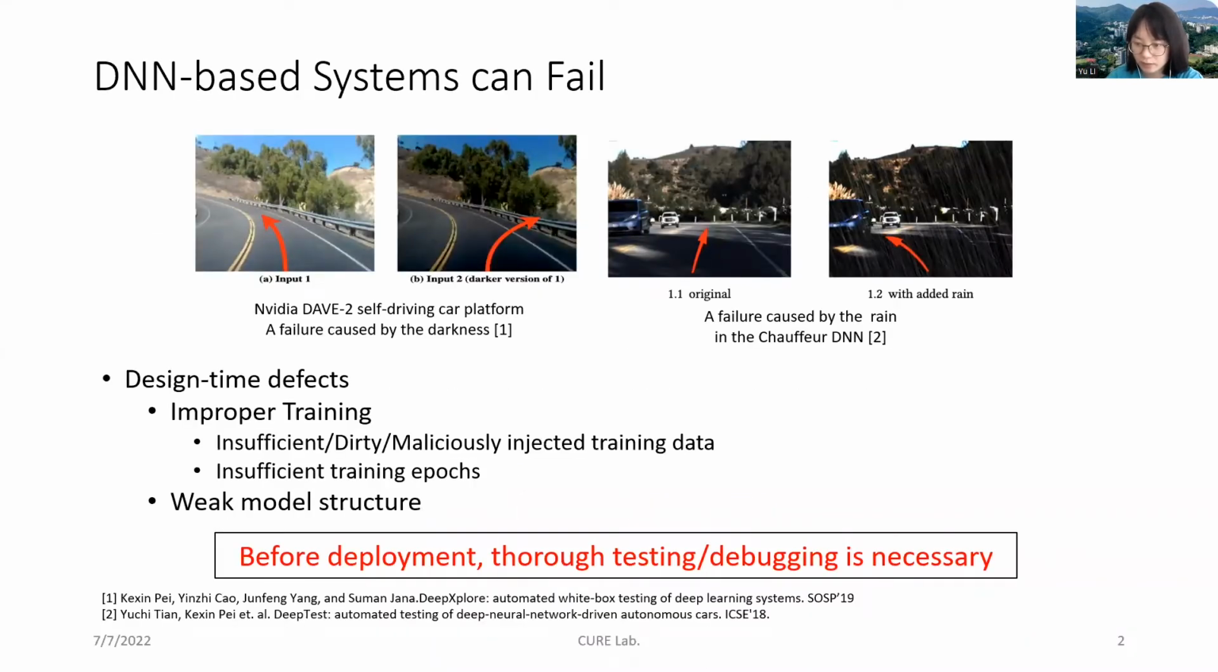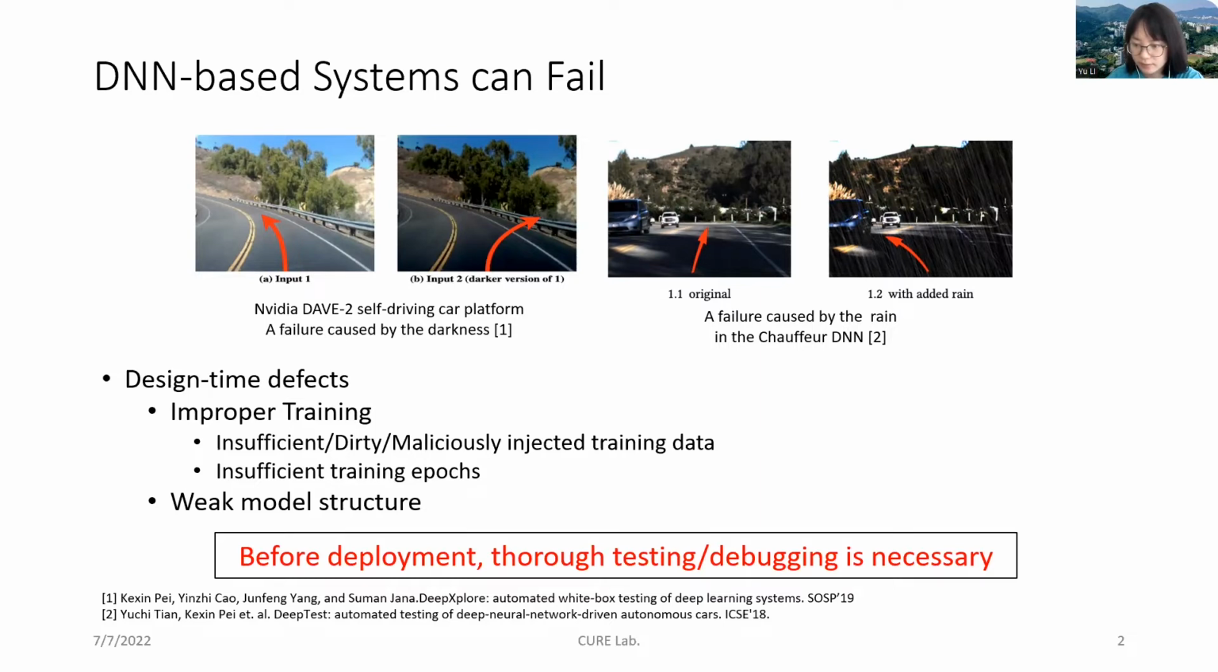Despite the much effort spent on developing high-quality models, the model can still fail. The model failures can cause monetary loss or even life risks. Let's look at some examples. On the left-hand side, the NVIDIA DAVE-2 model, which is a well-known open source model for autonomous driving, is not able to recognize the direction because of the darkness. In the second example, the autonomous driving system Chauffeur failed because of the rain.